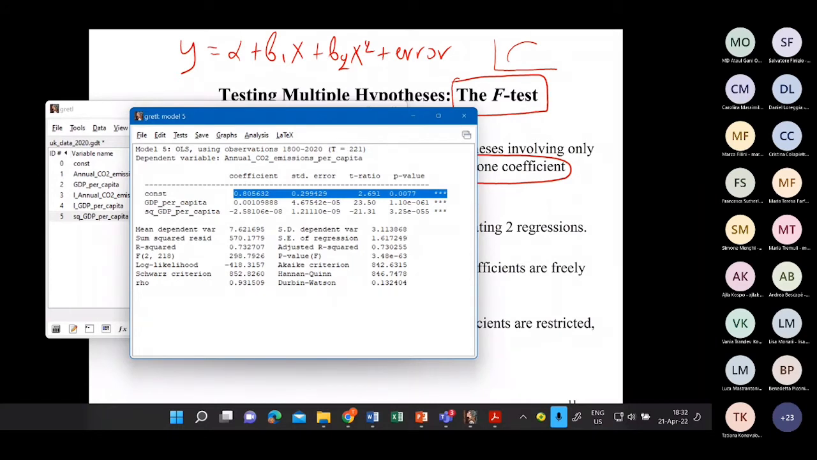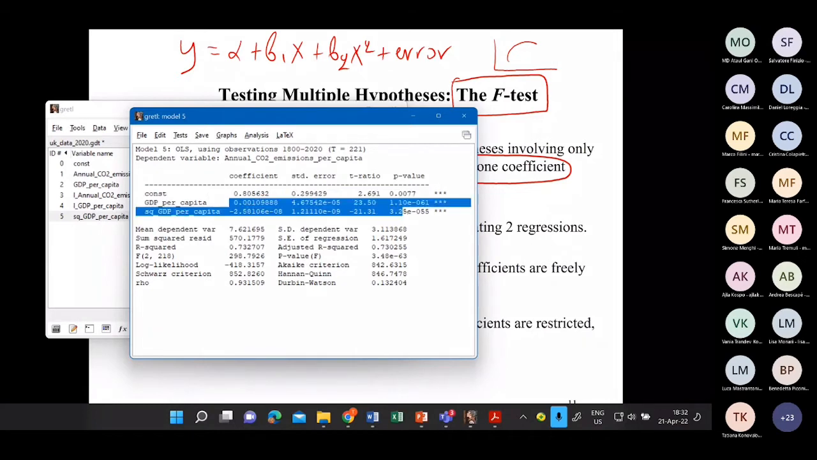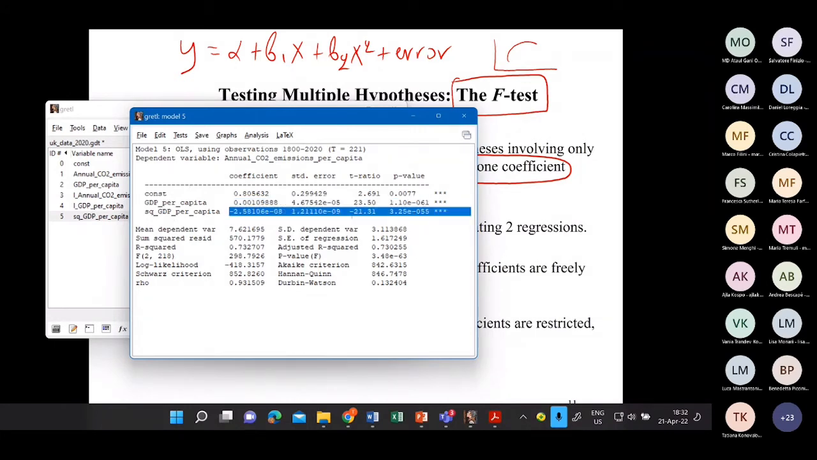So this is our couple of references and significant. Is this beta 1 statistically significant? Yes. At what level of significance? 1%. Is beta 2 statistically significant? Yes, of course. It is also 1%. So all are significant. Okay.